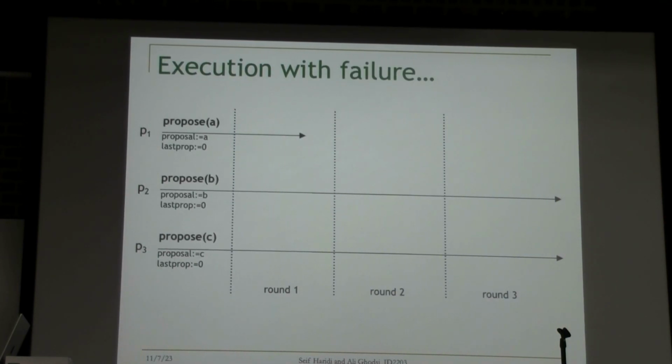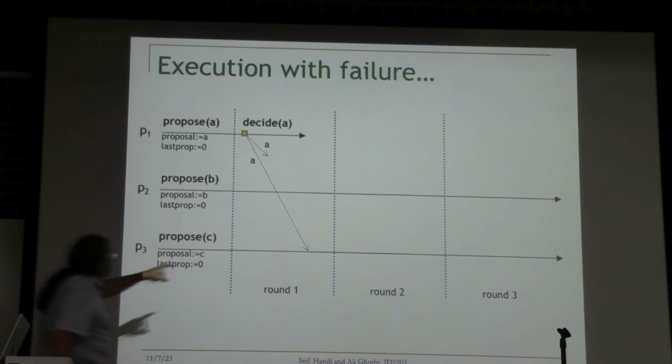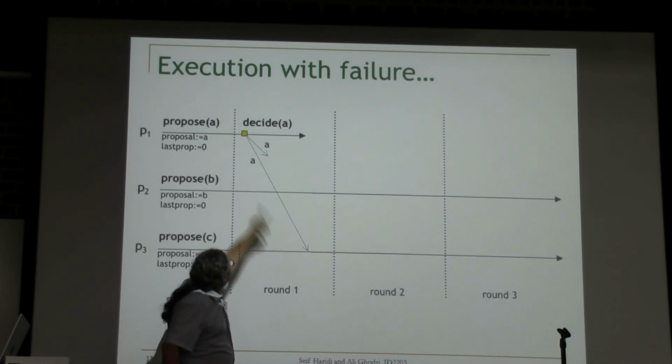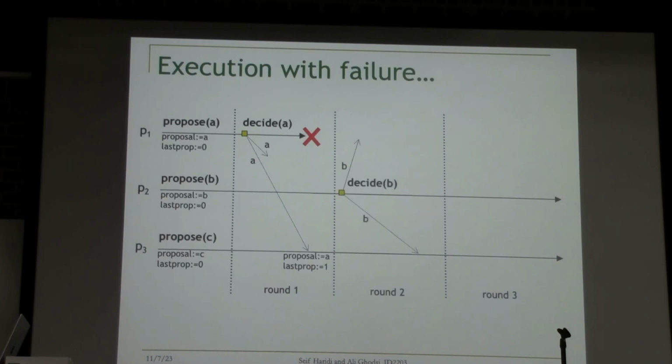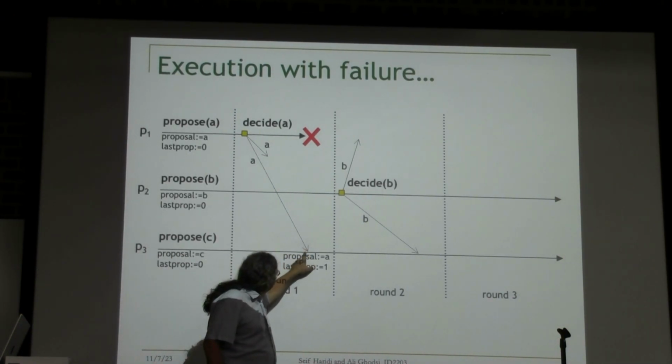So here's another execution with a failure. P1 now decides A, but then fails. But it has broadcast some things. That's the funny thing about best effort broadcast. We don't know which of those A's arrive. Any of them might arrive. So it has to work in all cases. So the one arrives at P3, and then the nodes go to round 2. P3 knows to go to round 2 because it receives this.